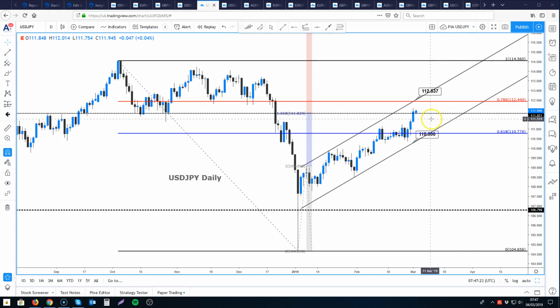So even though we've got this 161.8% extension level, we have pretty much cleared that. I don't think there's any clear indication that this upside rally's coming to an end. I think the long-term focus for dollar yen is still to the downside, but there's no real clear indication of stalling in price action yet.